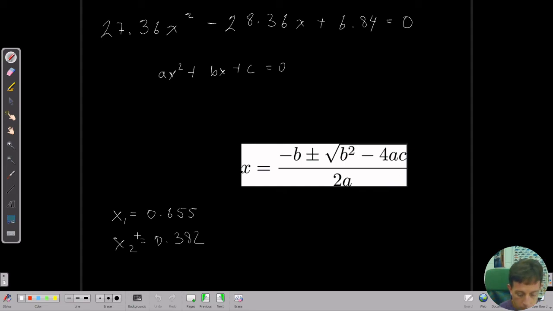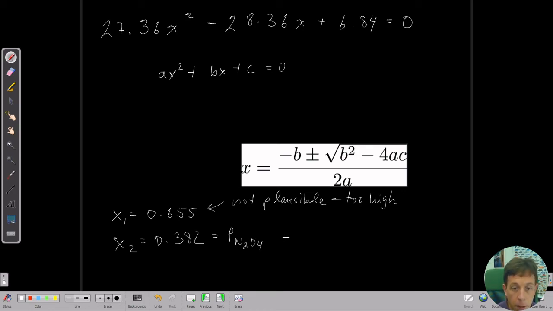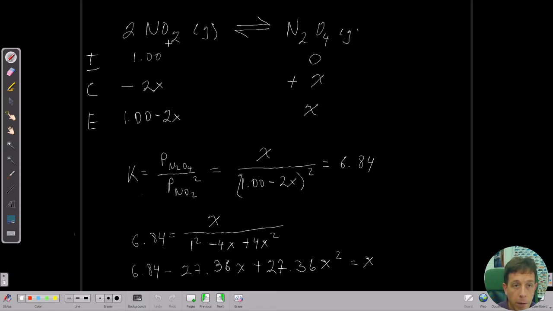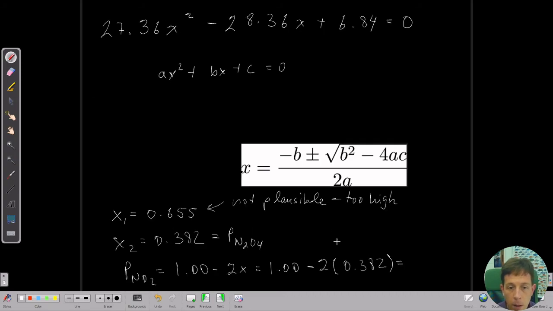So we can state that this first solution right here is not plausible, and the second one is the plausible one. So this now represents the partial pressure of N2O4 in bars. So now we know all the solutions right here, and then we also know from the ice table right here, we can also then figure out the partial pressure of NO2, and we can then plug that in.